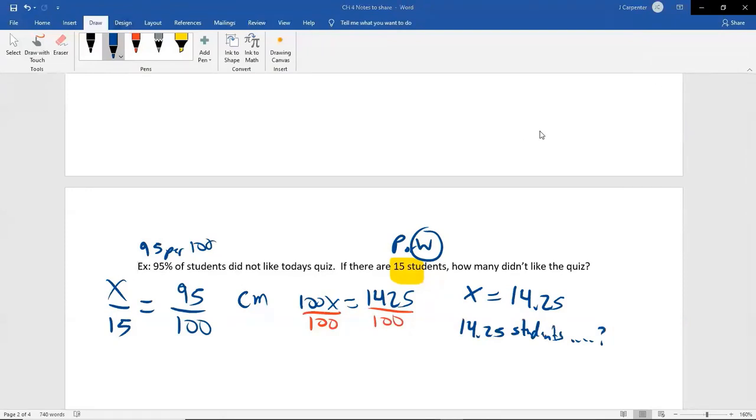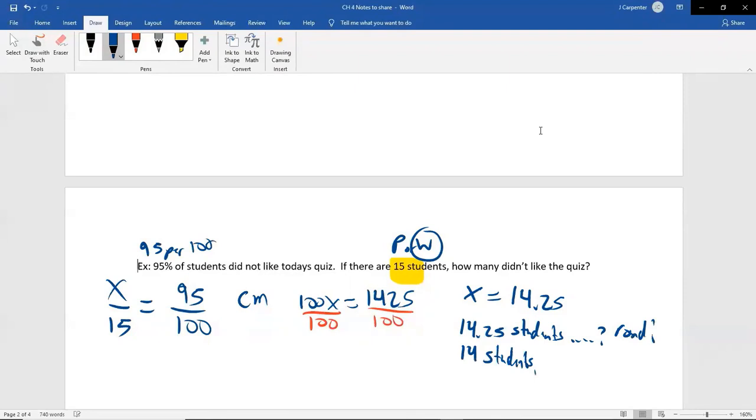So we're talking about a very small population, 15, 16, 20, 30, even 100 or 200 students. And we're saying that 14.25 students don't like the quiz. You can't have 0.25 of a student. You can't have 0.25 of a student. So I would say this would be a problem where you should expect to just know, you should round this to 14 students.